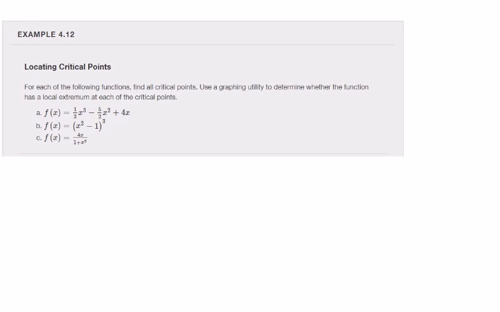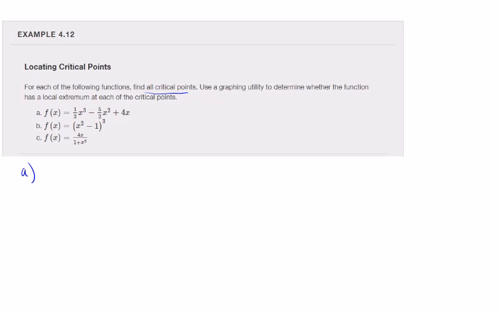All right, so locating critical points. So let's start with A right here. It says for each of the following functions, find all the critical points. And then it says use a graphing utility to determine whether the function has a local extremum at each of the critical points.